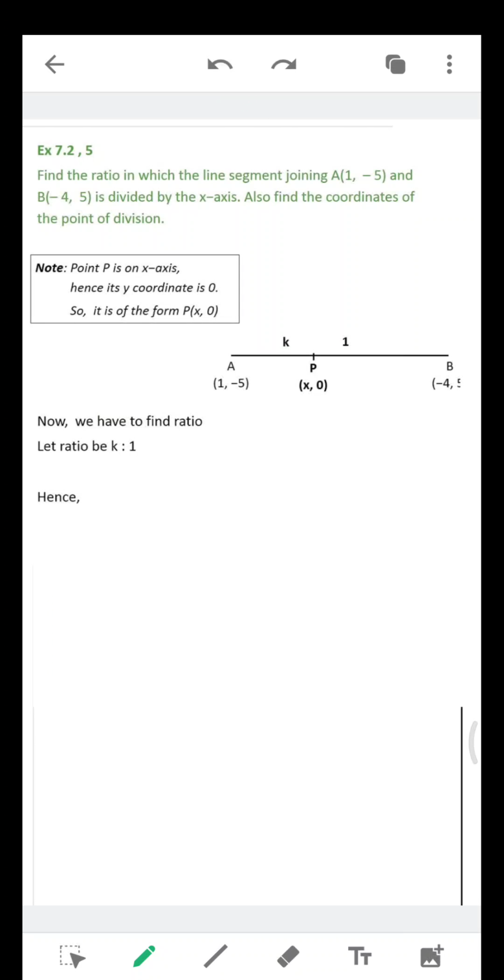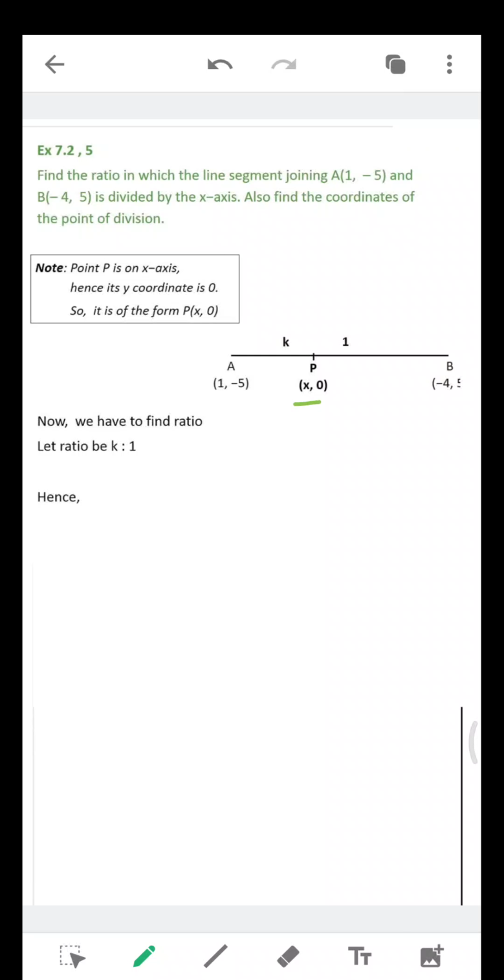Let's continue with it. Point P is on x-axis, so hence its y coordinate is 0. Just now I said you that it will be x comma 0. Now we have to find this x value here.